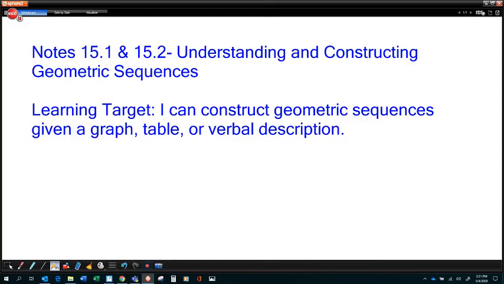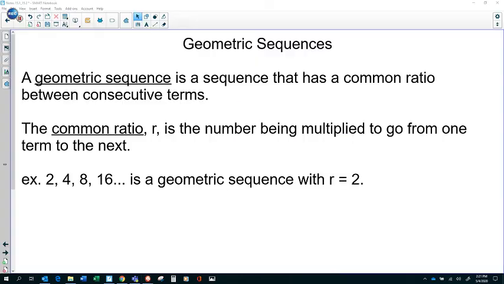Today we're embarking on a new section called exponential functions, and today we're going to understand and construct some geometric sequences. So go ahead and pause and write this down if you need to, and hit resume when you're ready. Here's a definition of a geometric sequence and an example and the definition of a common ratio. So go ahead and pause the video and write these down.